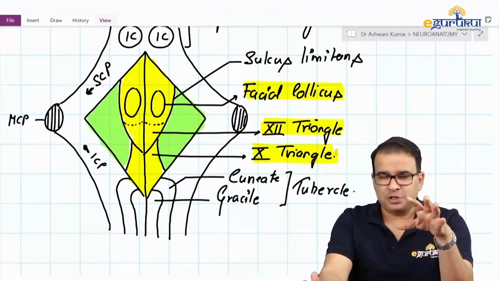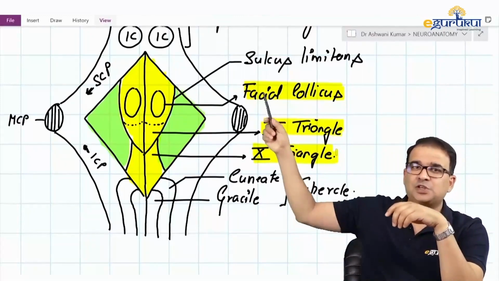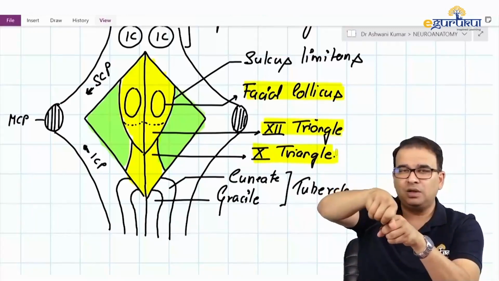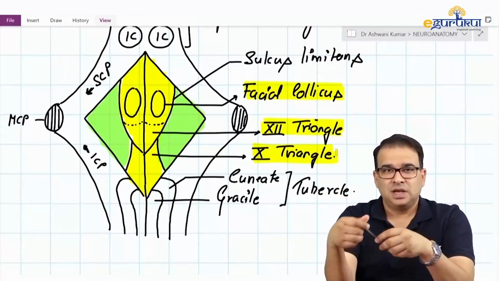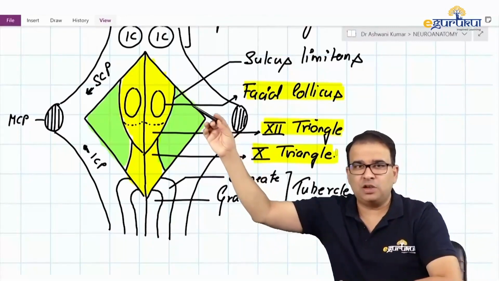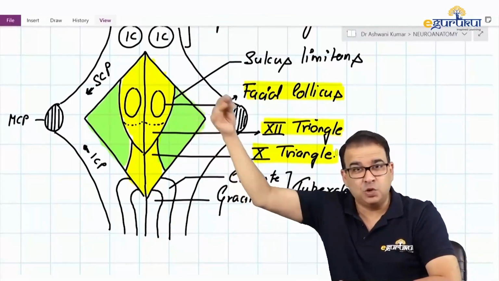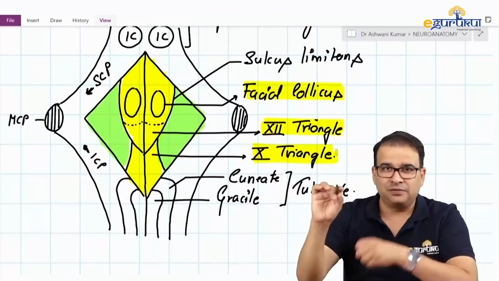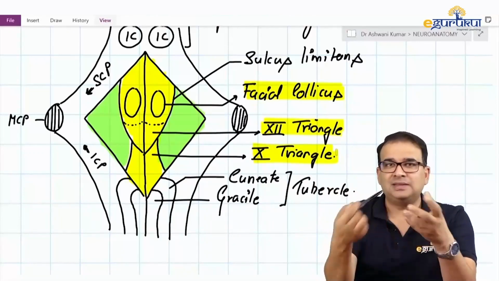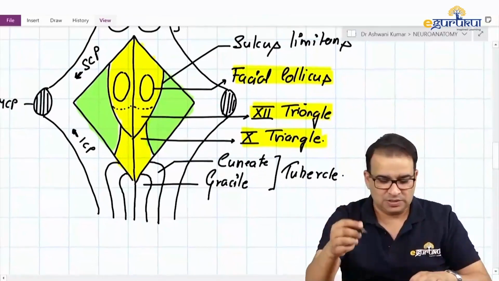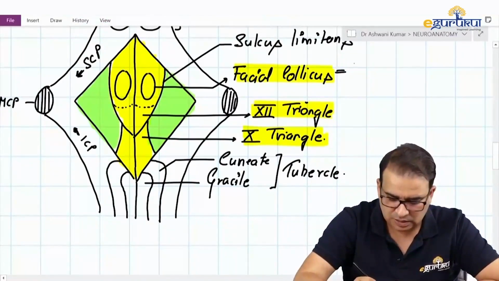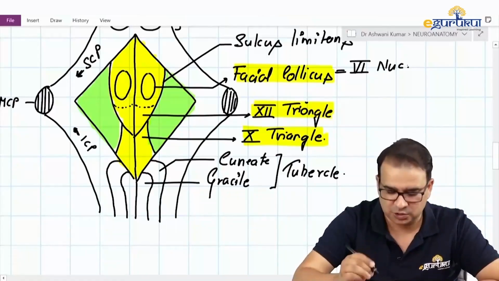The one mistake which people make in this part is in the facial colliculus. The name is facial colliculus because the facial nerve is winding around the sixth nucleus. So if I ask you what nucleus is present deep to this elevation, it's not the facial nucleus, it is the sixth nucleus. The facial nerve is winding around it, and that's why the name is facial colliculus. So the facial colliculus has the sixth nucleus deep to it, and not the seventh.